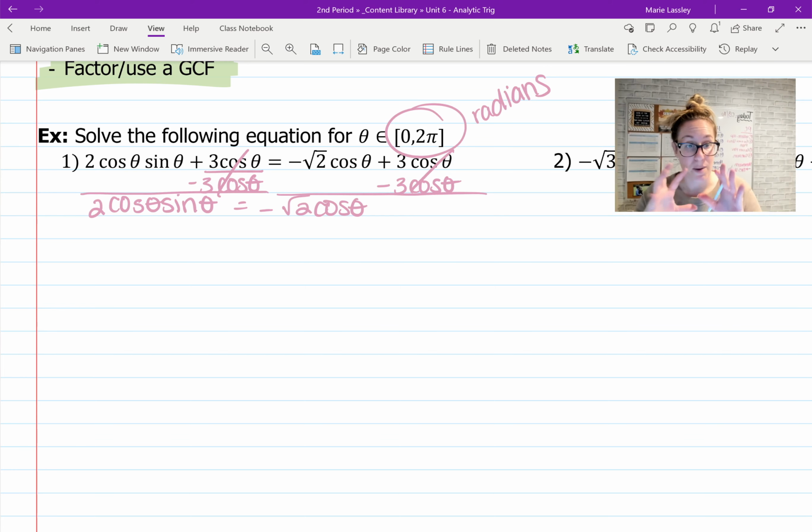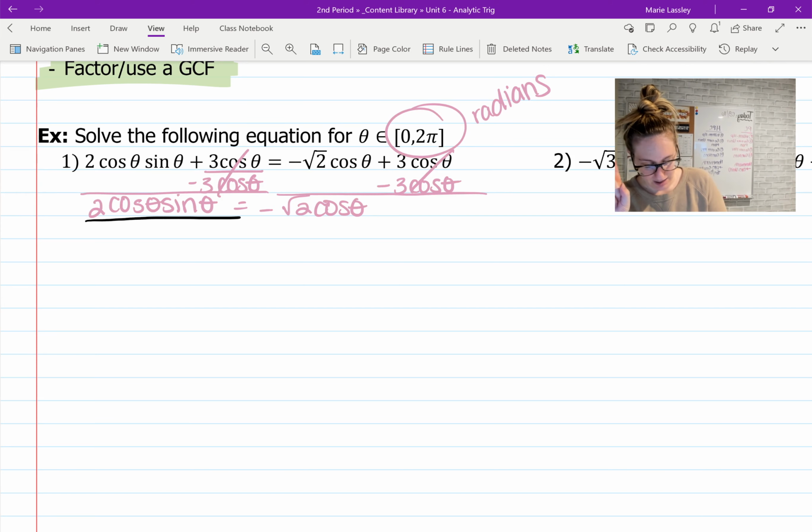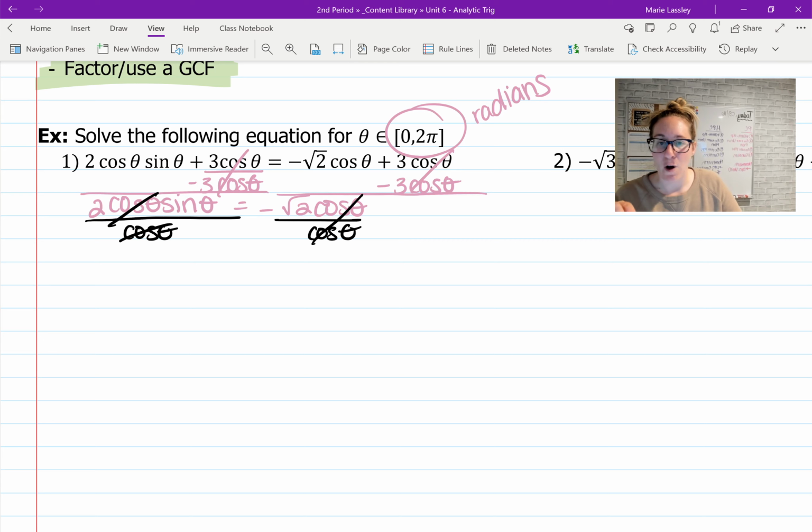Now this, we want to pause, and I hope everybody watches this because we talked about this in our last video. One of the things you cannot do is divide out by solutions. What I see happen all the time with a problem like this is students will divide by cosine theta on both sides, and that's going to cancel those out. And then they'll tell me that we're left with 2 sine theta equals negative square root of 2.